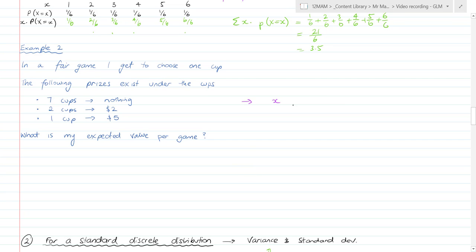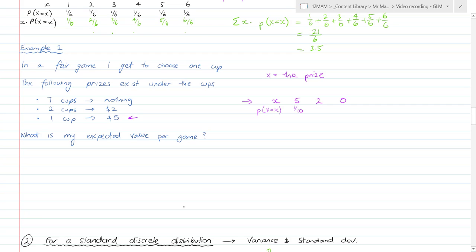So first of all, x in this case is the prize. I want to know how much I'm going to win. That's the most important thing. So my little x will be the prizes I can get. I could get $5, I could get $2, or I could get nothing. And then the big X could equal one of those three x's. But I want to work out the probability that x equals little x. Well, the probability that x equals 5, well, there's only one cup out of 10. So it's 1/10.